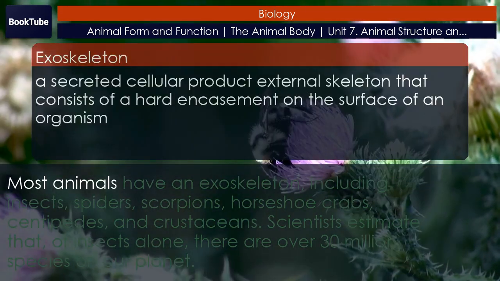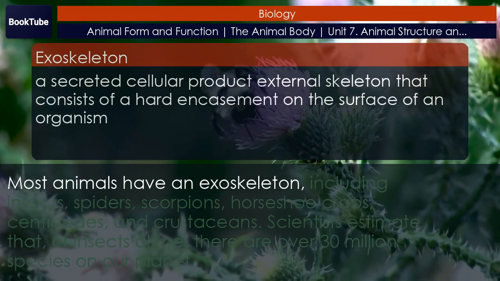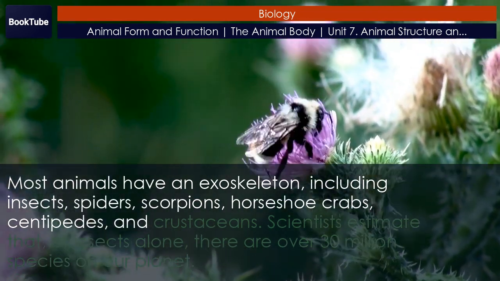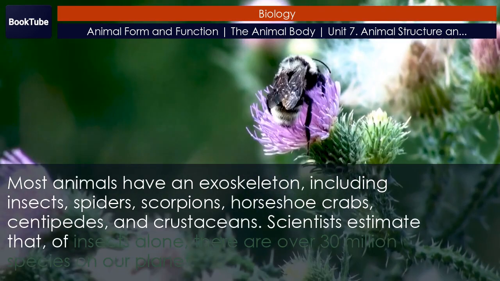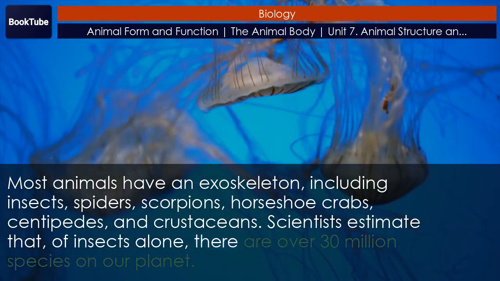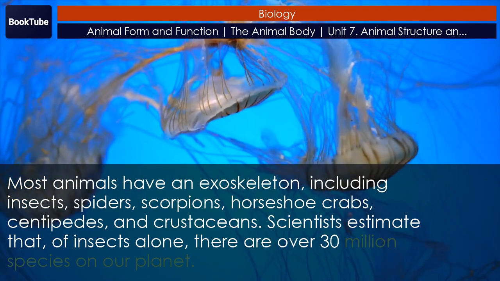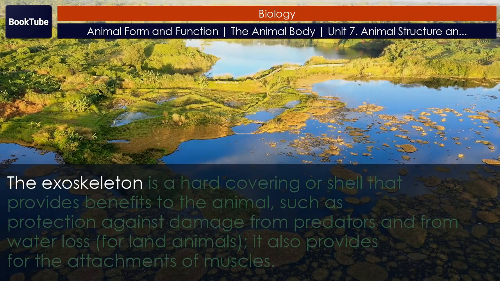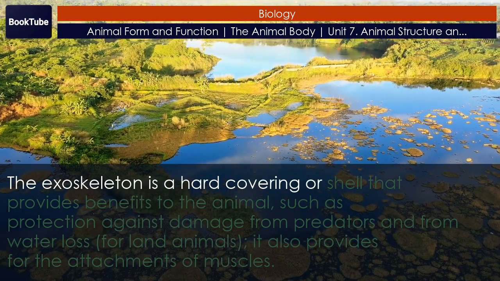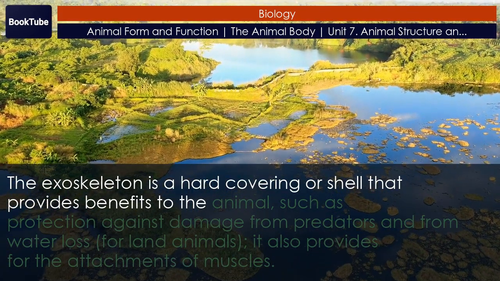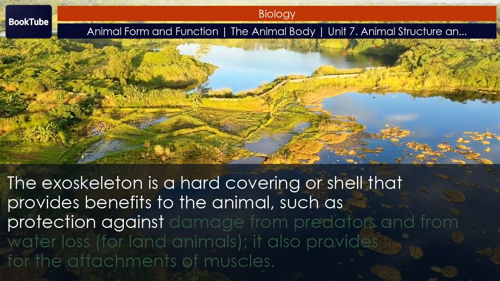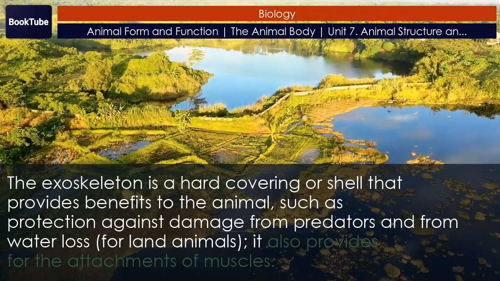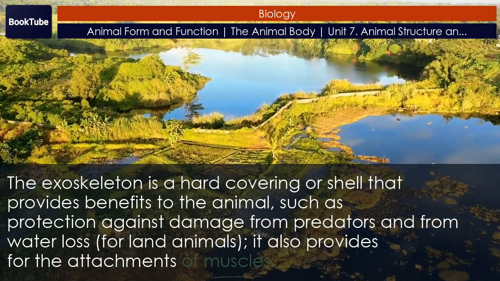Most animals have an exoskeleton, including insects, spiders, scorpions, horseshoe crabs, centipedes, and crustaceans. Scientists estimate that, of insects alone, there are over 30 million species on our planet. The exoskeleton is a hard covering or shell that provides benefits to the animal, such as protection against damage from predators and from water loss. For land animals, it also provides for the attachments of muscles.